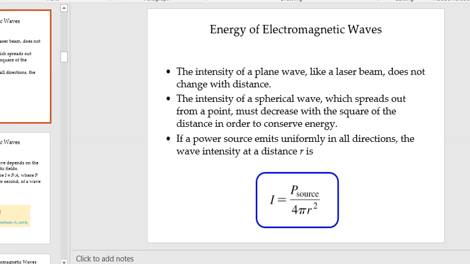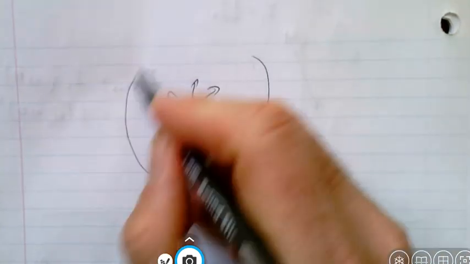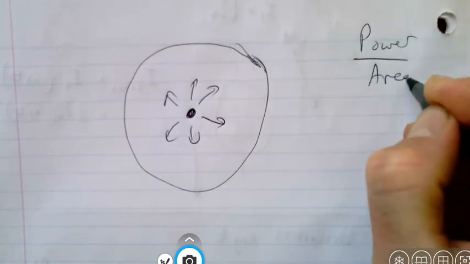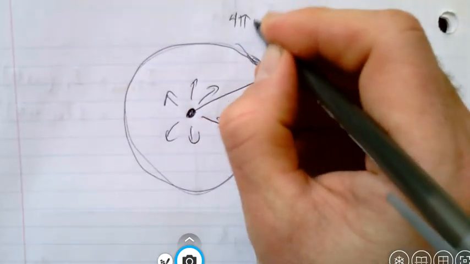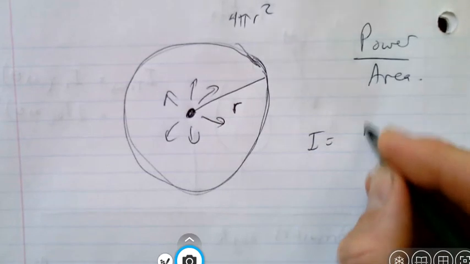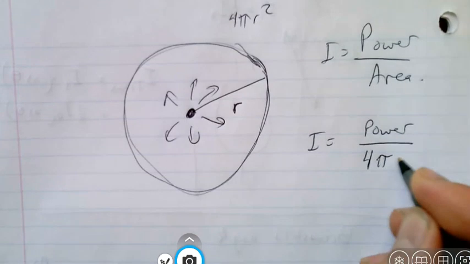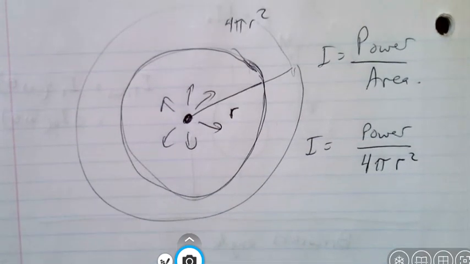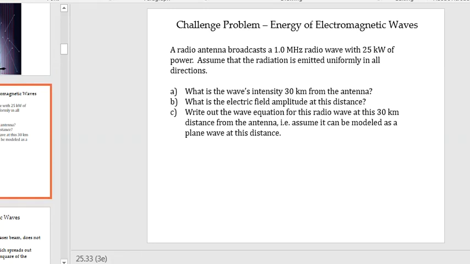So here's my simple picture of it. I have some kind of source of light that's going out in all directions, and so we have some power that's radiating outward. If we draw an imaginary circle around this thing, we can say all this power is being distributed over a certain amount of area. If this is a radius r, then the area is 4 pi r squared. So in other words, the intensity is equal to the power divided by the area, which in this case is 4 pi r squared. If r gets bigger, then we have more area, and so the intensity is going down.